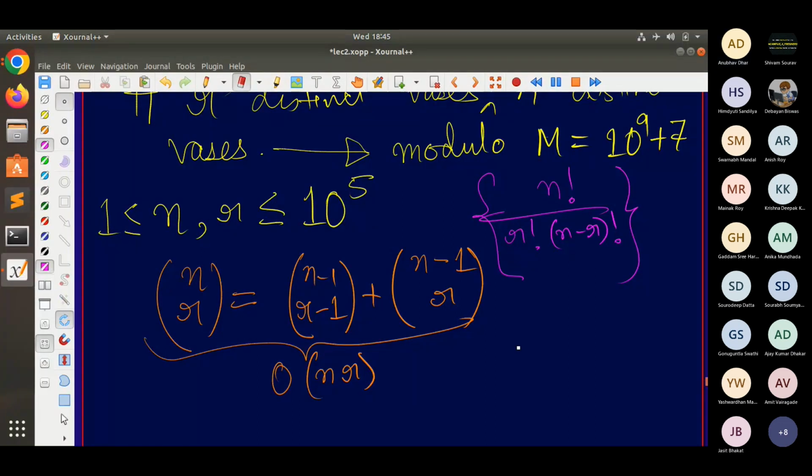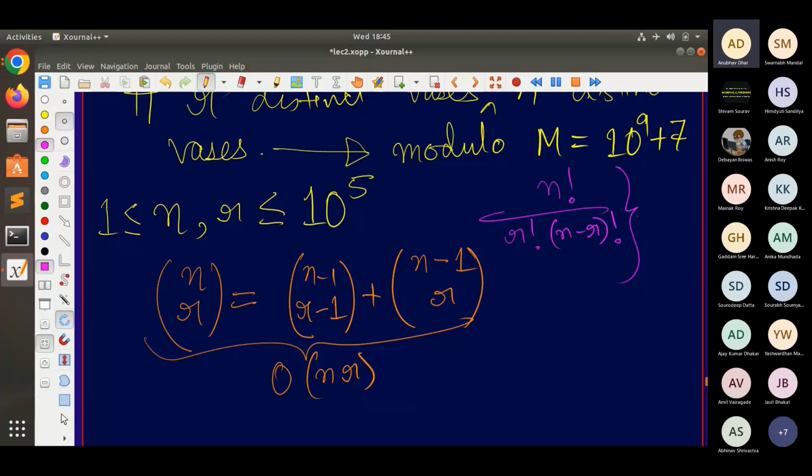The numbers will exceed the limit. Yeah, exactly. The numbers are huge. Even for n equal to 50, you can't fit it in a long int, right? So these will overflow very fast. You can do it this way, but there's a neater way of doing this.